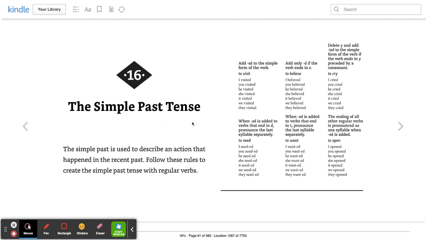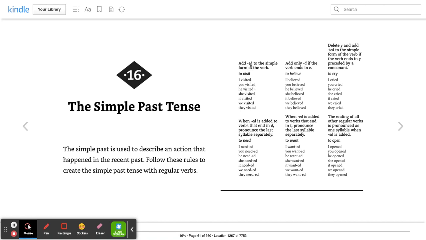The simple past tense. The simple past is used to describe an action that happened in the recent past. Follow these rules here to create the simple past tense with regular verbs. Let's take a look at the rules.